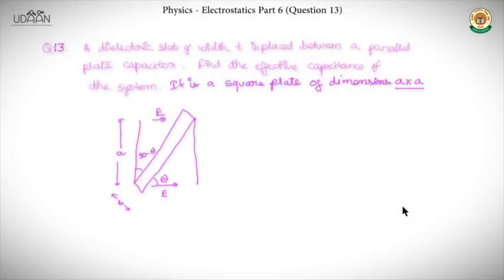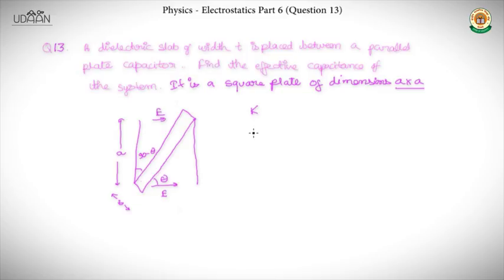Okay, so here we are given a question. A dielectric slab of width T is placed between a parallel plate capacitor. Find the effective capacitance of the system, where the capacitor plates are square plates of dimension A into A. The T width dielectric is inserted between them, and the dielectric constant, let us assume, is given to be capital K.